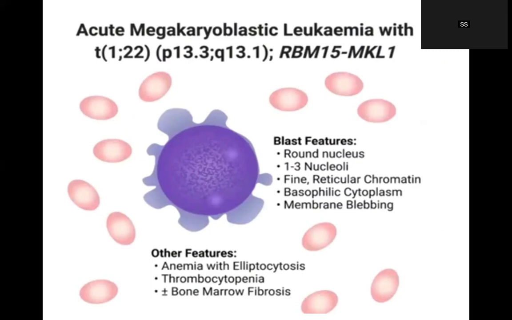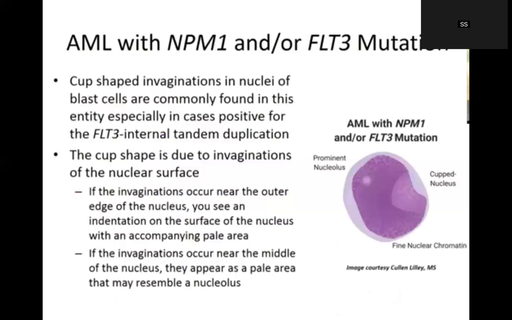Then moving on to AML with NPM1 and FLT3 mutation. In the peripheral smear, you can find this mutation very easily because the blast will have, next slide, sir, the blast will have cup-shaped invagination of the nuclei. So it is very commonly encountered, and the cup-shaped appearance is actually due to the edge of the nucleus having an invagination with an accompanying pale area. So the pale area will appear as a nucleolus. That is why the cup-shaped nucleus will be present in NPM1 mutation.